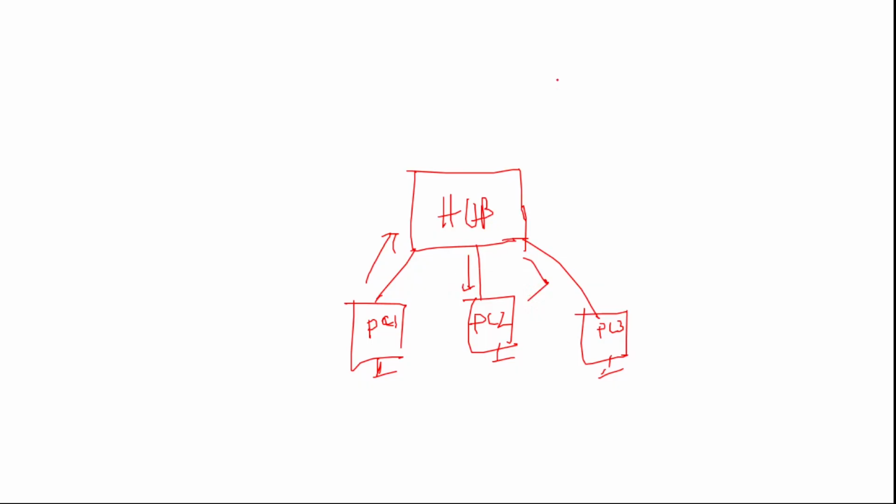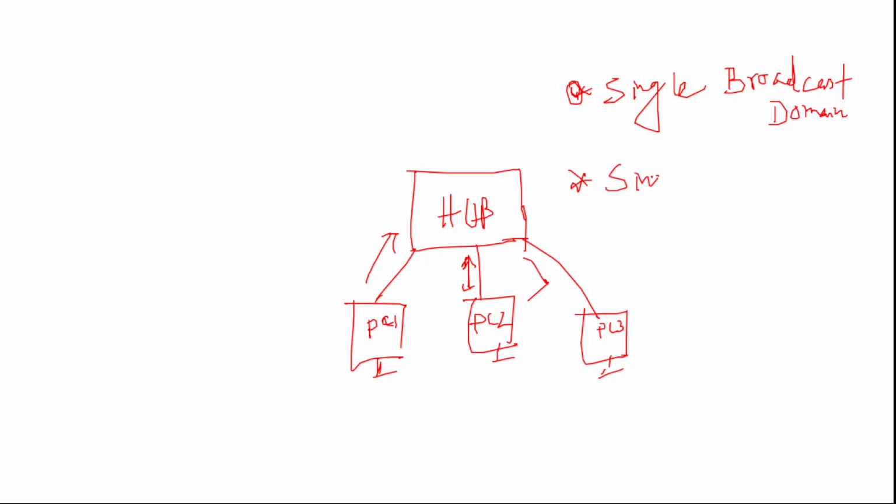So we can say a hub uses a single broadcast domain. And if PC1 and PC2 send data to PC3, or you can say PC1 and PC2 send data to each other at the same time, then data can collide or be destroyed in this scenario. So you can say there is a single collision domain.